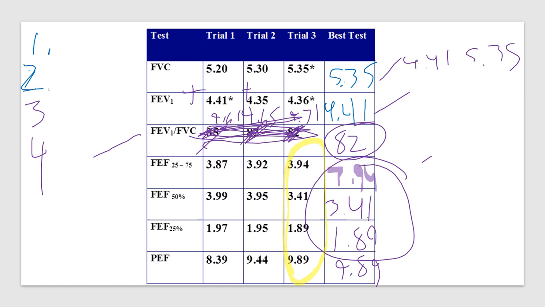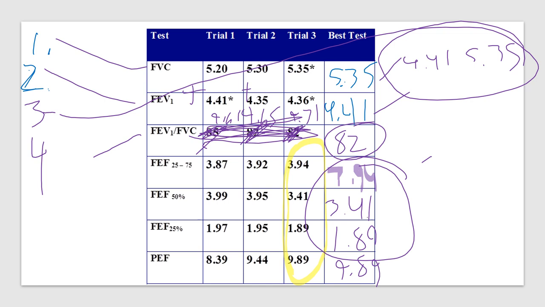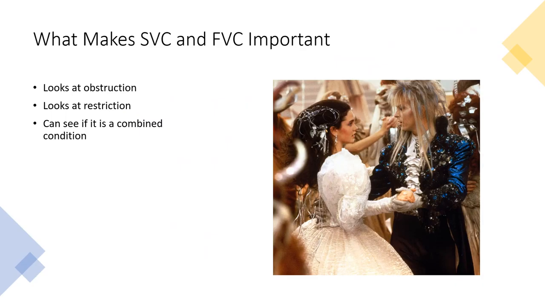So once again, step one, take the largest FVC. Step two, take the largest FEV1. Step three, calculate your FEV1%. Step four, sum up your FEV1 and FVCs, whichever one has the highest numerical value, transfer those numbers over to the best test. And we'll practice this together. Hopefully this little thing helped out a little bit.